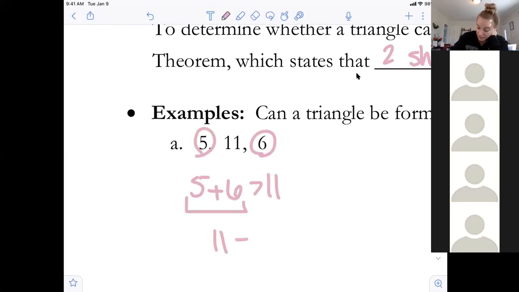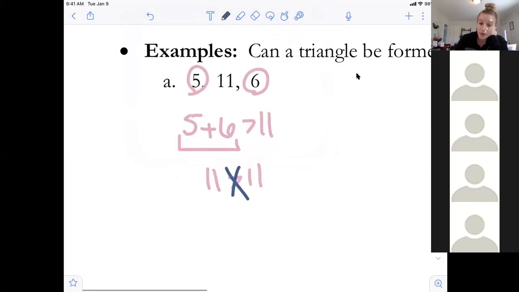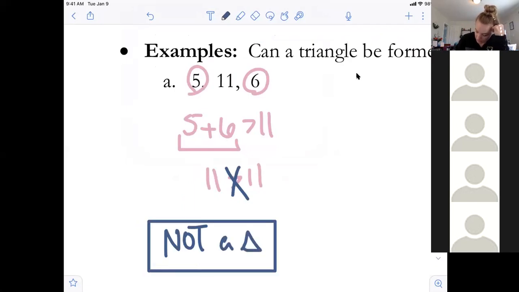5 plus 6 is 11. Is 11 bigger than 11? No, right? So that's silly. It's not greater than or equal to, it's greater than. 11 is not bigger than itself. So we're going to write not a triangle. It doesn't exist. There's no way that will work. Anybody questions so far?